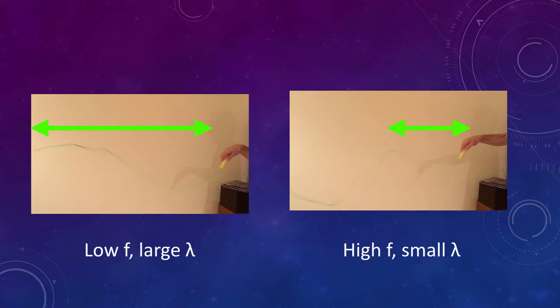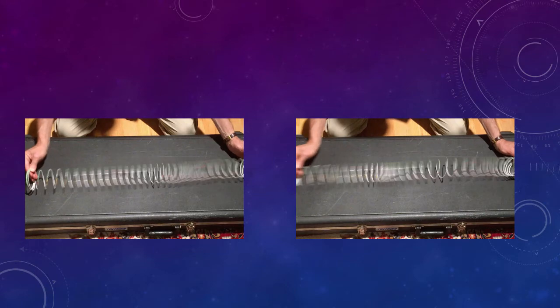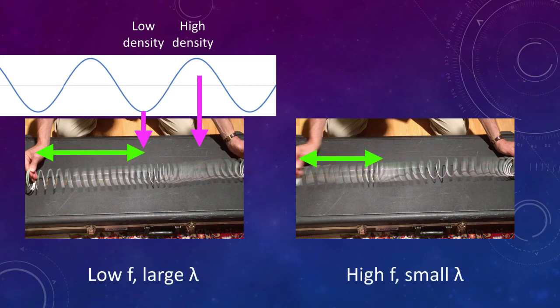This works the same way with longitudinal waves. Let's look at my slinky. As I move it back and forth, there are areas of compression and rarefaction. They move at a constant speed, and if we were to graph the slinky's spring density at one instant, we would see that it looks like a sine wave. As I increase the frequency, the wavelength decreases.